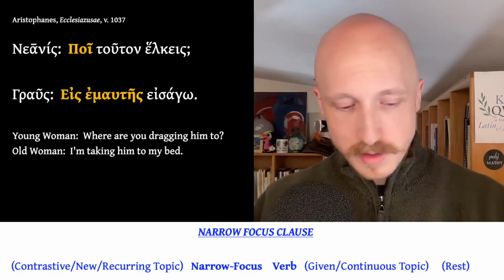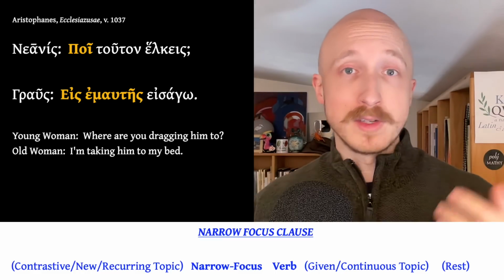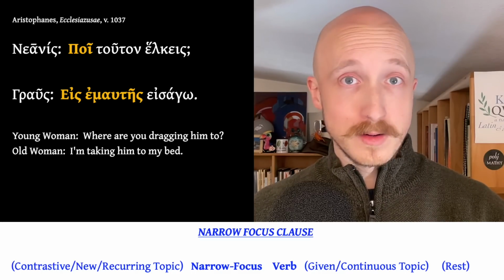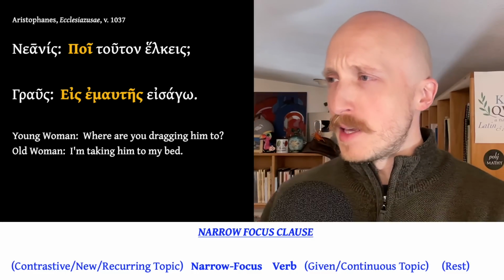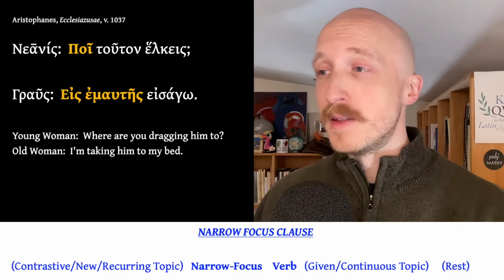So note that these three languages we've been talking about, English versus Latin versus ancient Greek, they all have very different ways to order their words and noun phrases, and verbs for that matter. So that is the main thing that's going on here. "Pui", whither, "e samautes." Narrow focus.